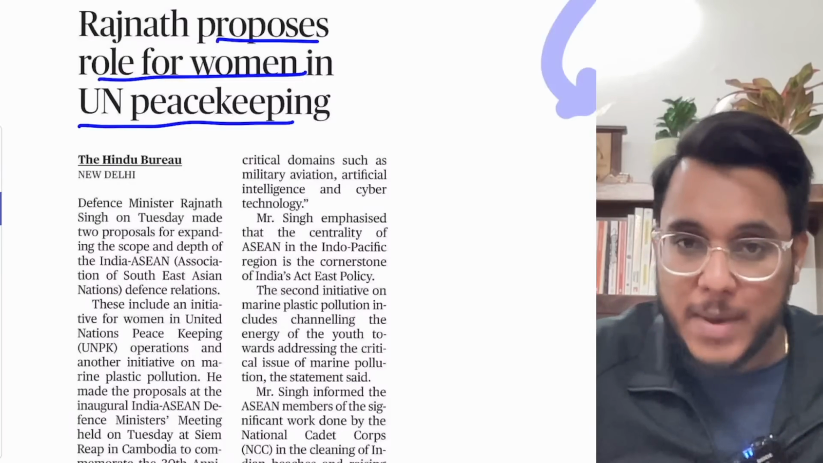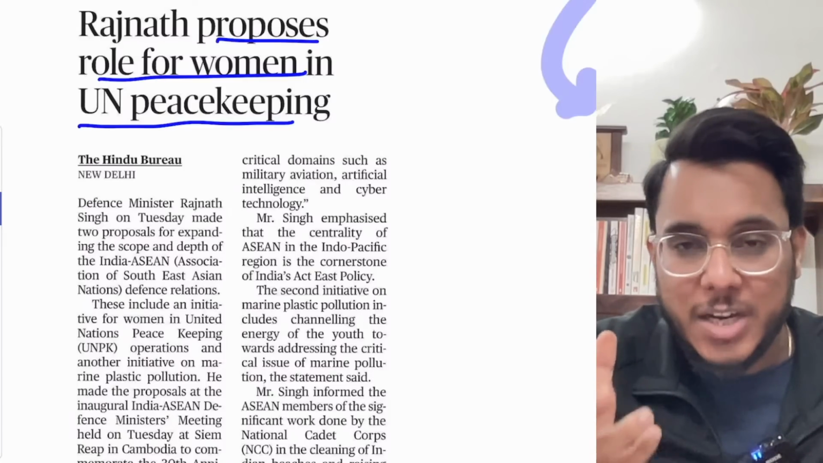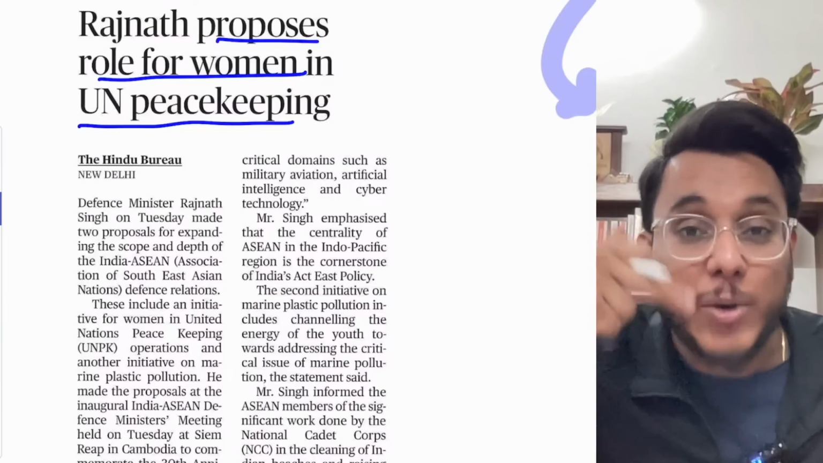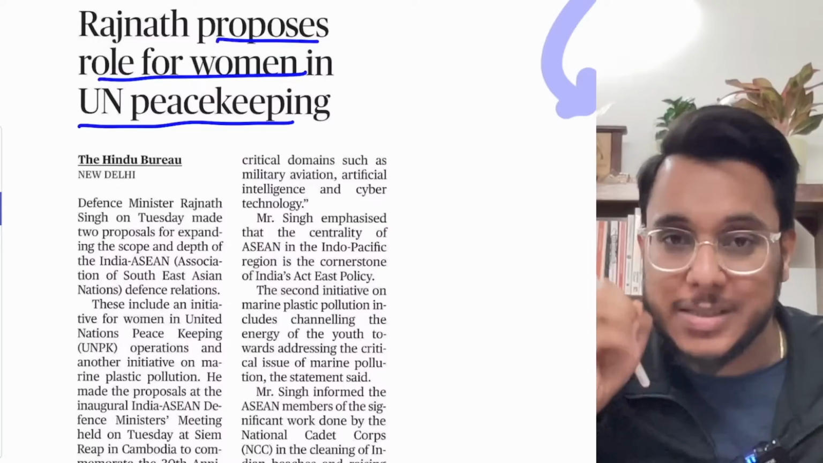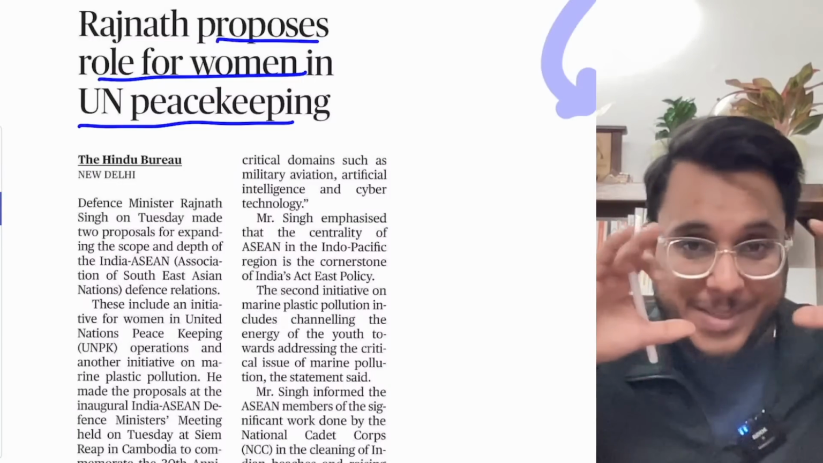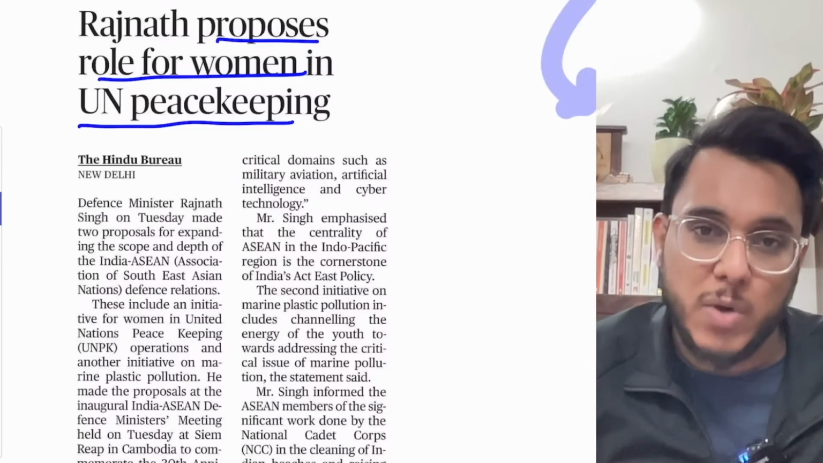So, UN peacekeeping forces are a specialized force which works under the United Nations, and they are sent to the countries where there is instability to restore the peace. When we talk about India, in the UN peacekeeping forces, there is one of the biggest representations of Indian soldiers.